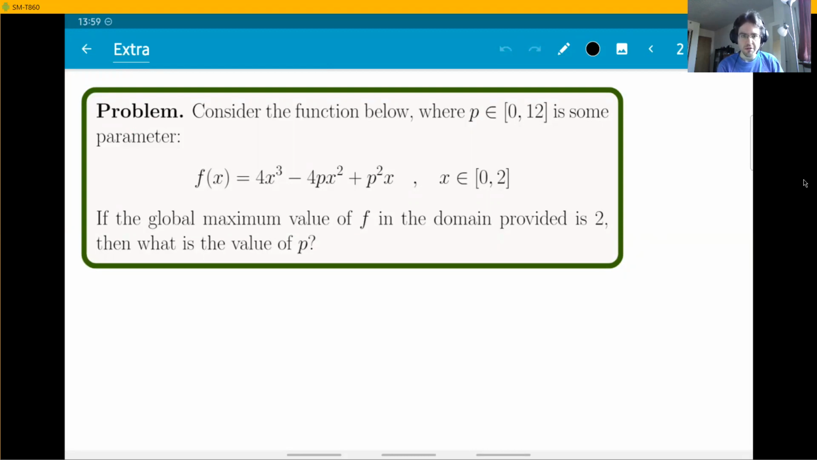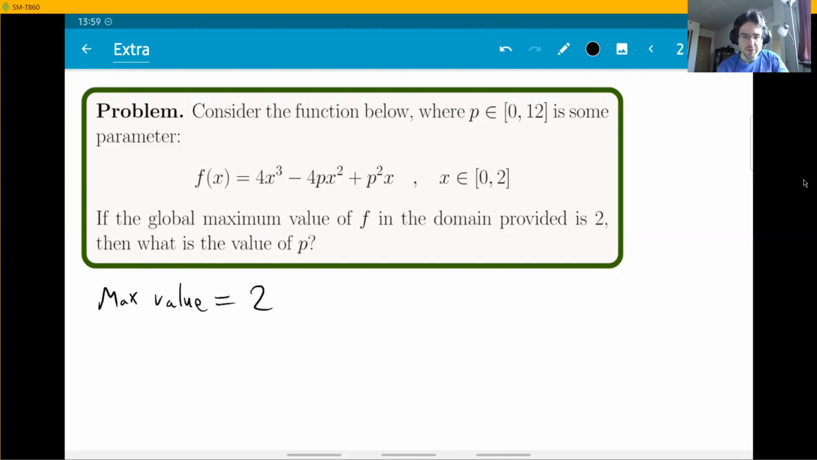So this first one, about the extreme value theorem, is going to have this parameter p inside of the function. Consider the function below where p is some number between 0 and 12. This is a function of x, but there is a p inside of it as well, and x is in the domain 0 to 2. So the question is saying, if the global max of the function f in the domain provided is 2, then what is the value of p? So the global max value is equal to 2.